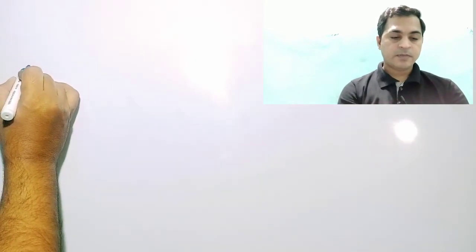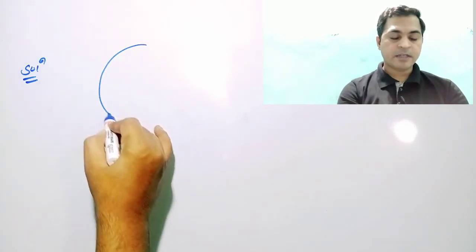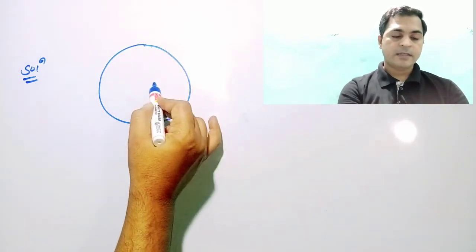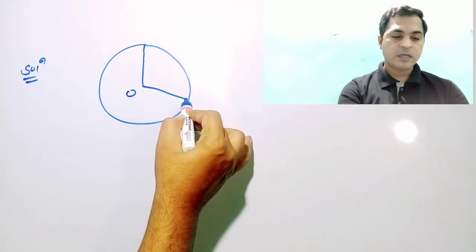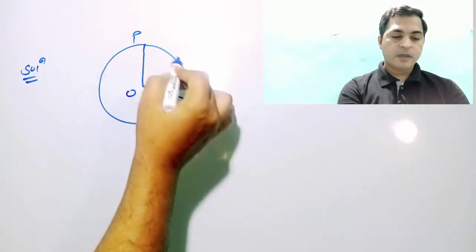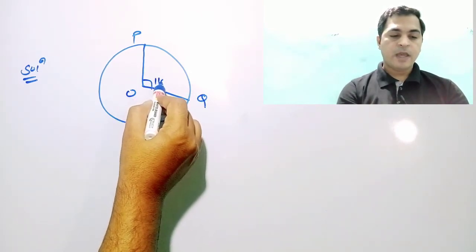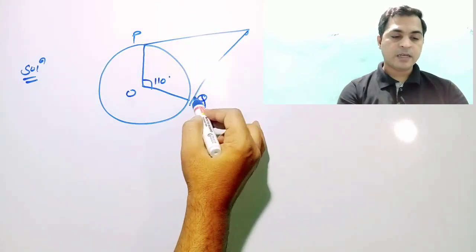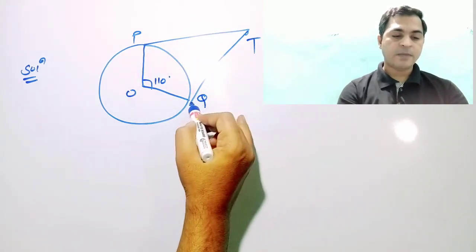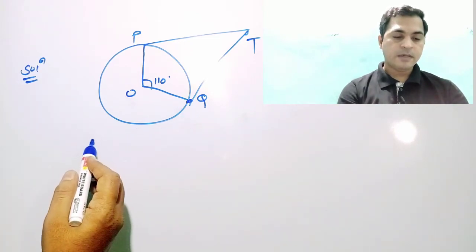So students, here is the circle and the center of the circle is O. There are two tangents. The contact points are P and Q. The angle between the radii is 110 degree. So the tangents are PT and QT, right?